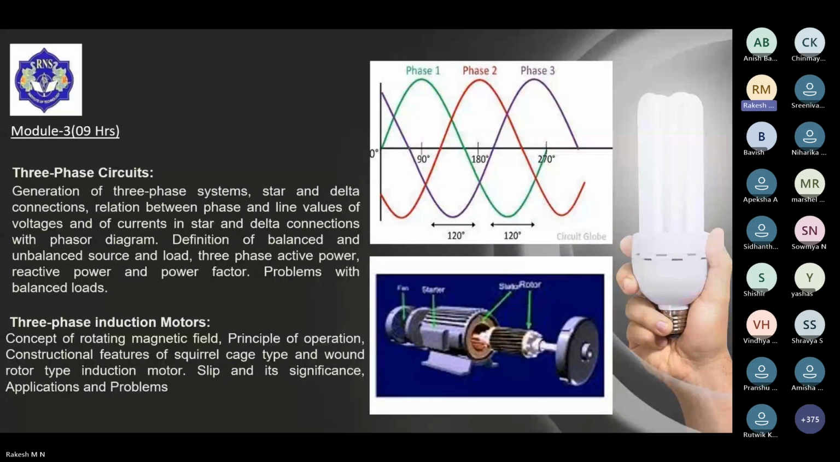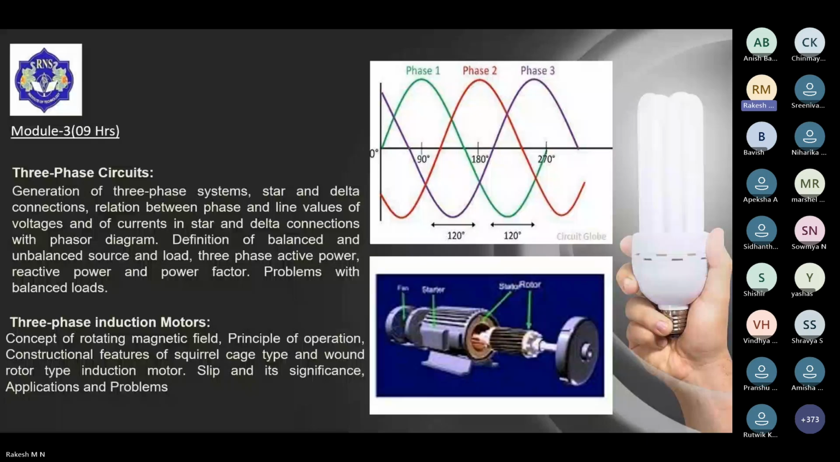So in three-phase, we have generation of three-phase, then star and delta types of connection of three-phase coils, and the relation between line and phase values of voltage and currents in these connections. Then we have the definition of balanced and unbalanced source and load, power factor, and problems related to this. That is what three-phase circuits are.